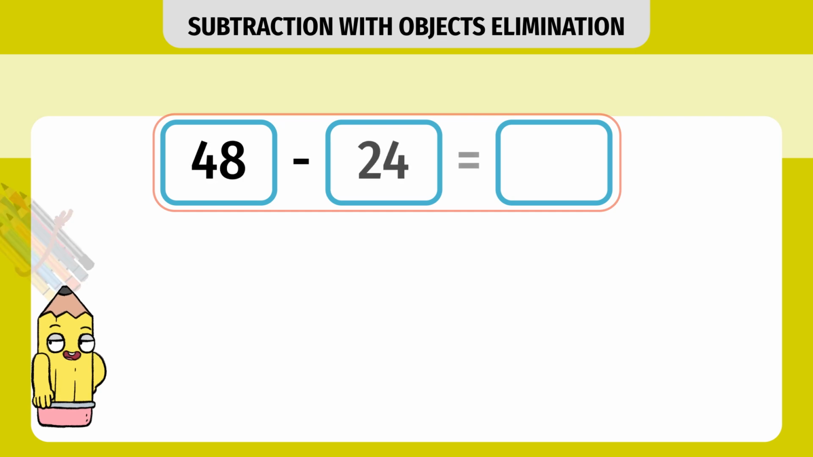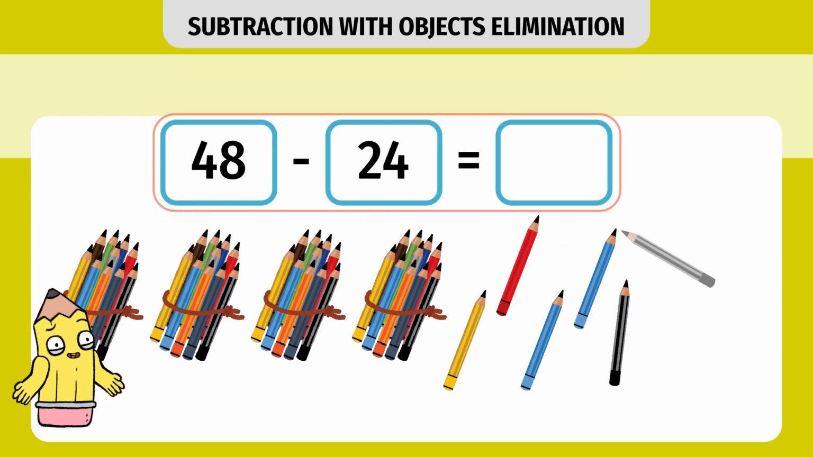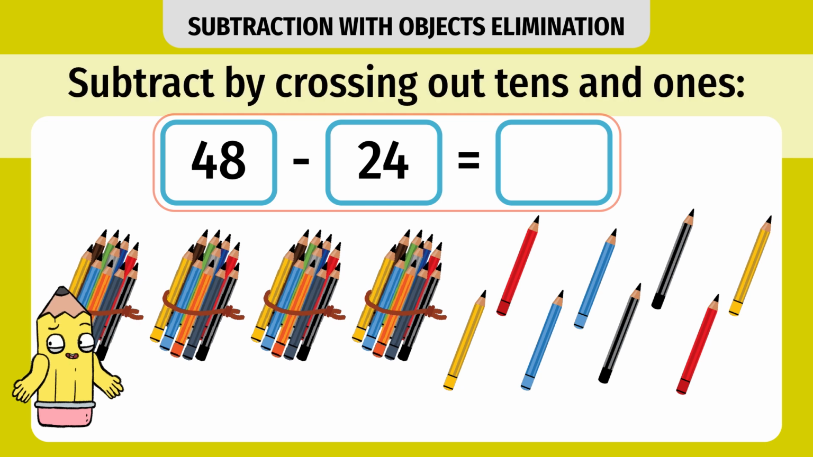What is 48 minus 24? Difficult? Let us try and solve it visually by elimination. Bundles are all 10 pencils.